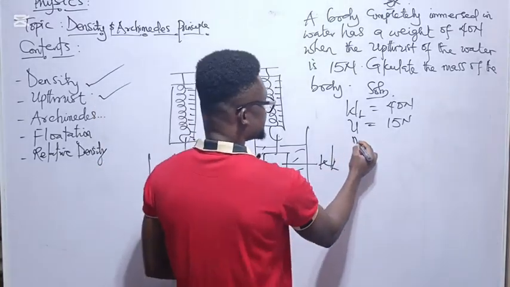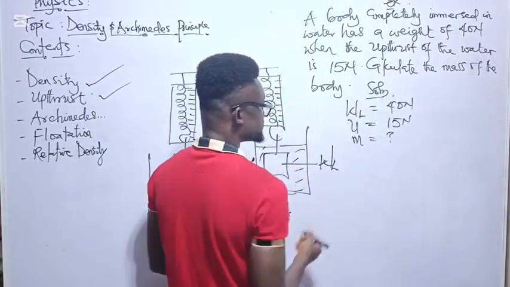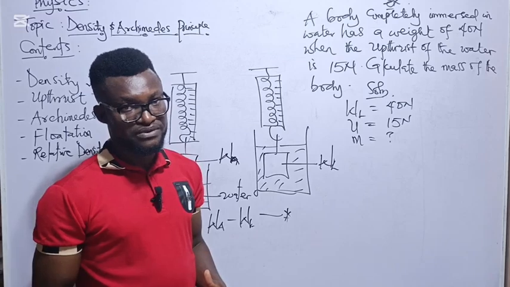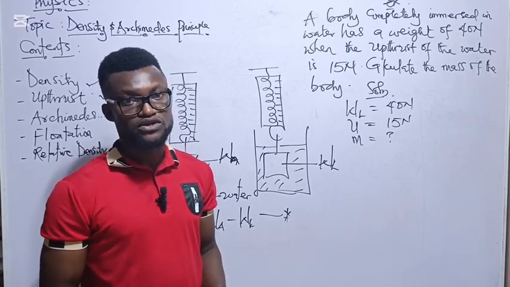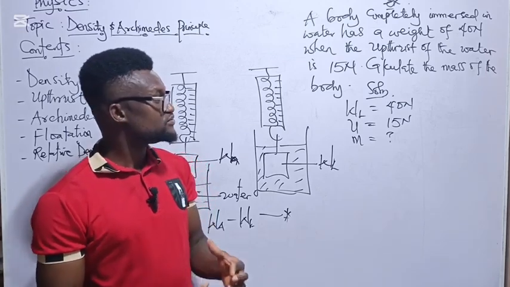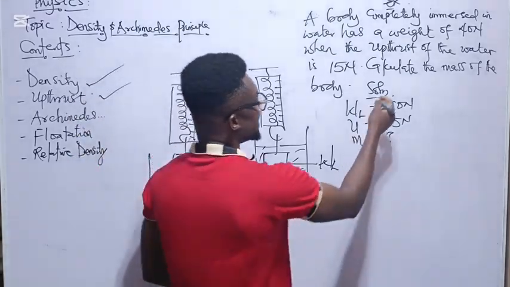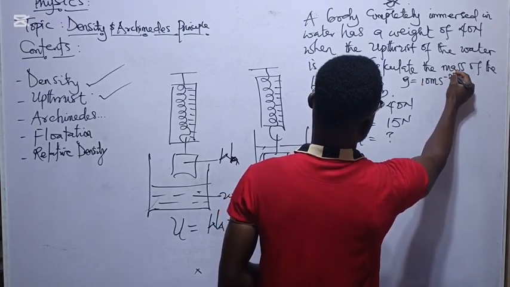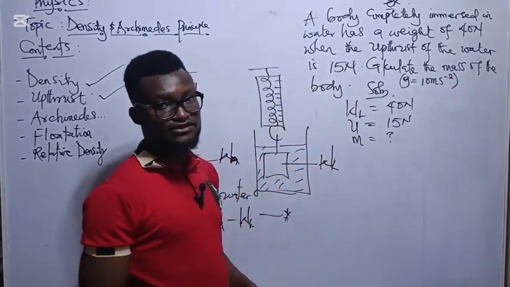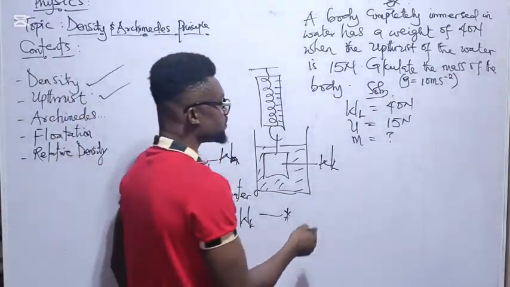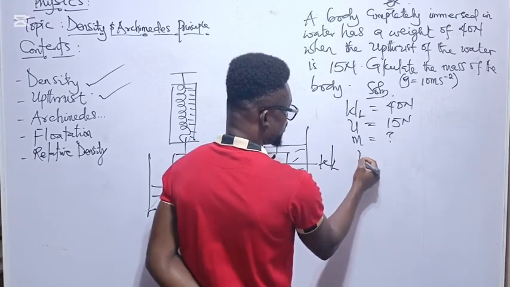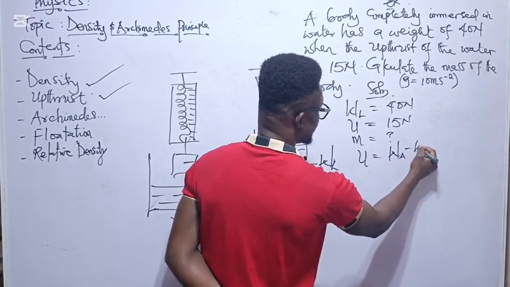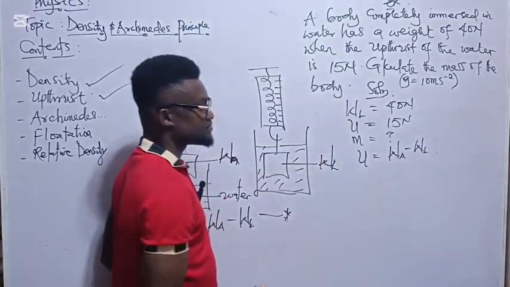Now we are asked to calculate the mass of the body. If you know the weight of the body, you can then get the mass, because weight is a product of mass and acceleration due to gravity. Here, the acceleration due to gravity given in the question is 10 meters per second squared. So at this point, we have the upthrust formula: weight in air minus weight in liquid.